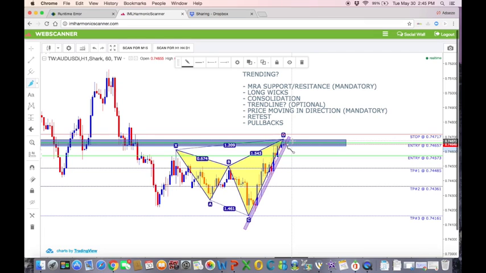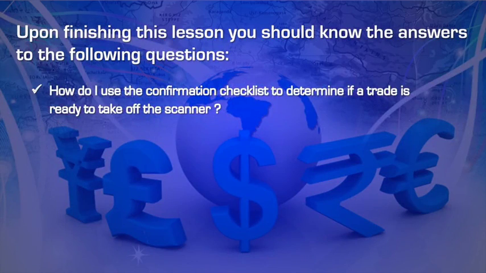Do you see the importance of having this checklist? Very important. Hopefully that helps you out. Go back and check out the confirmation checklist where I go through all of this stuff. This is just putting it into action. And you can do this on a regular chart. You don't need the harmonic scanner, but you can see that the harmonic scanner is awesome because it tells you where to look. By now, you should have a good understanding of the following questions.